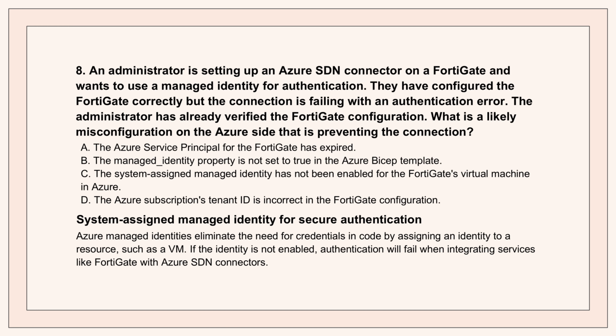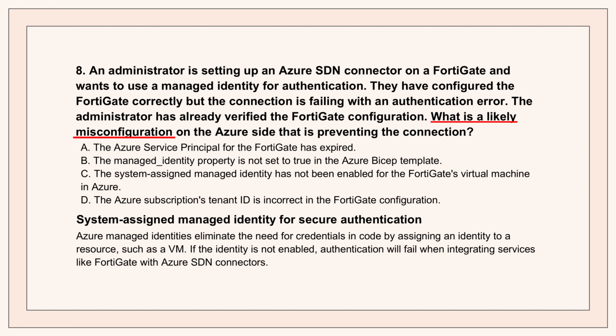Next, Azure Managed Identity for secure authentication. An administrator is setting up an Azure SDN connector. It's on a FortiGate, and they want to use a managed identity for authentication to Azure. Good practice, right? No stored credentials. They've configured the FortiGate side correctly. They're sure of it. But the connection keeps failing. Authentication error. They've triple checked the FortiGate config. What's a likely misconfiguration? Something maybe missed on the Azure side that's stopping this managed identity authentication from working.